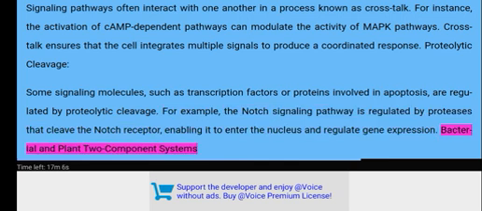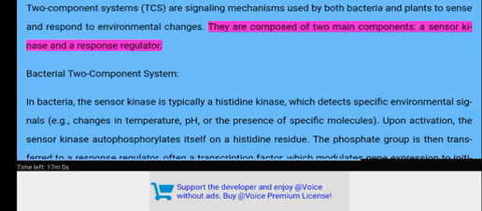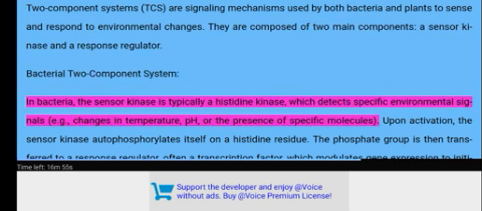Bacterial and plant two-component systems. Two-component systems (TCS) are signaling mechanisms used by both bacteria and plants to sense and respond to environmental changes. They are composed of two main components, a sensor kinase and a response regulator. Bacterial two-component system. In bacteria, the sensor kinase is typically a histidine kinase, which detects specific environmental signals, e.g., changes in temperature, pH, or the presence of specific molecules.